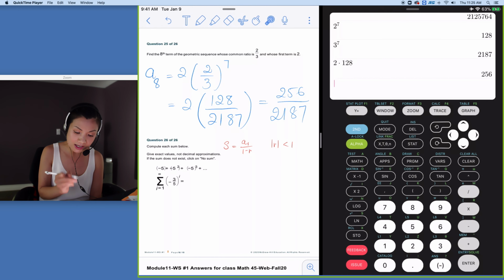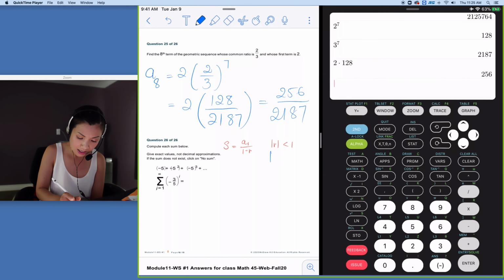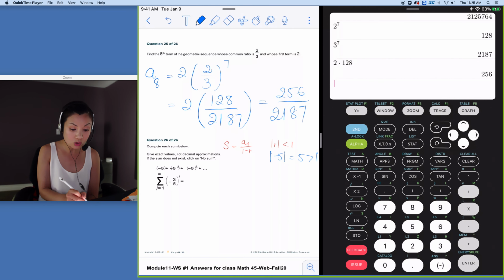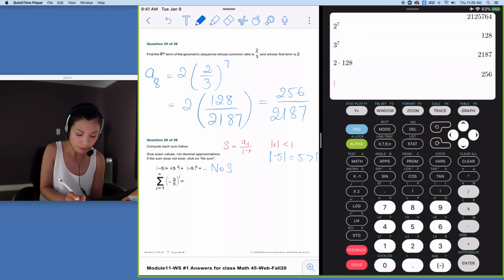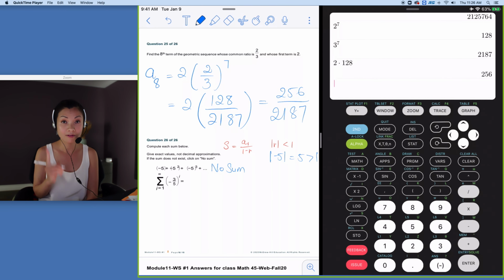If I take the absolute value of -5, I'm going to get 5. And 5 is greater than 1. So we don't have the sum for the first one. Very important, you can't do it. Okay, so the absolute value of r has to be smaller than 1.